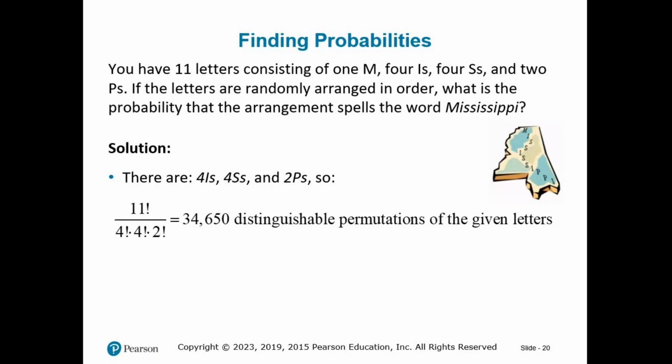Okay, but the question asked, how likely is it that a random arrangement spells the word Mississippi, right? So how many outcomes would give us that event? Just one. There's only one way to spell Mississippi. So we have 1 over, or 1 divided by, our answer, 34,650. So we get about 0.000029. Okay, not much chance of that happening accidentally.